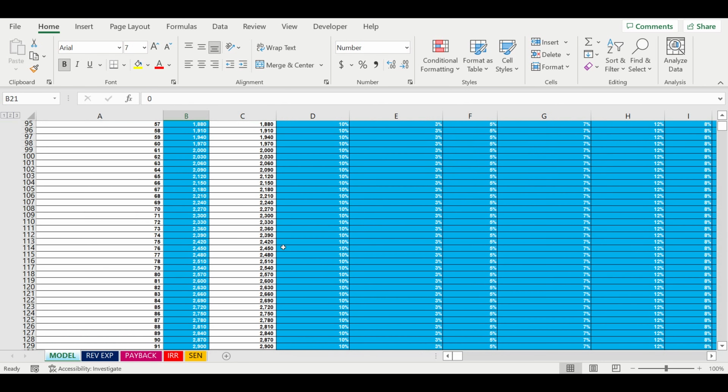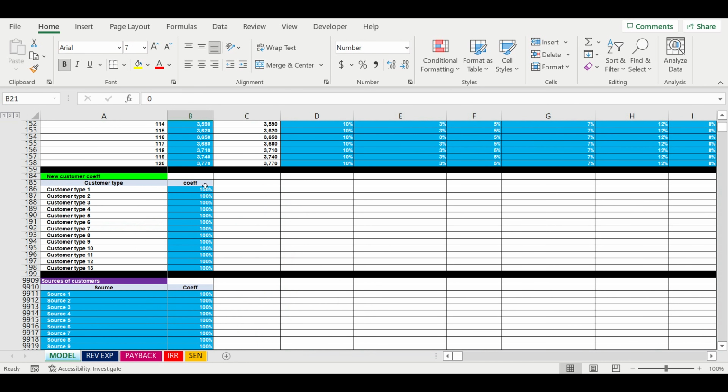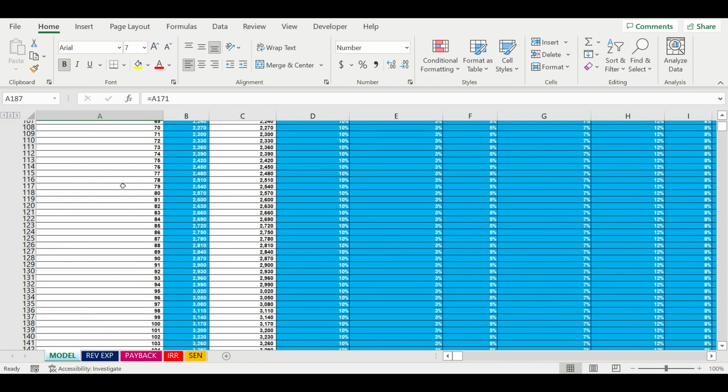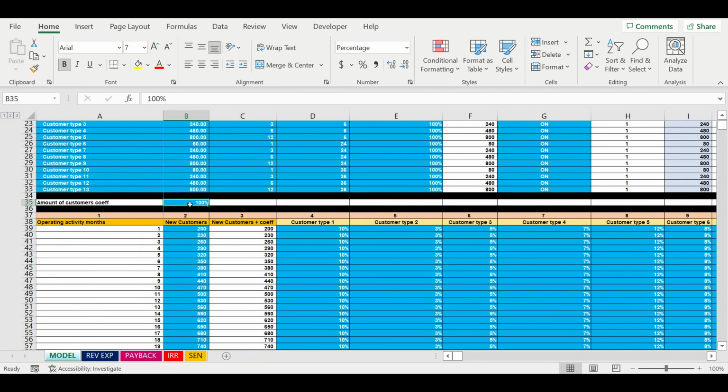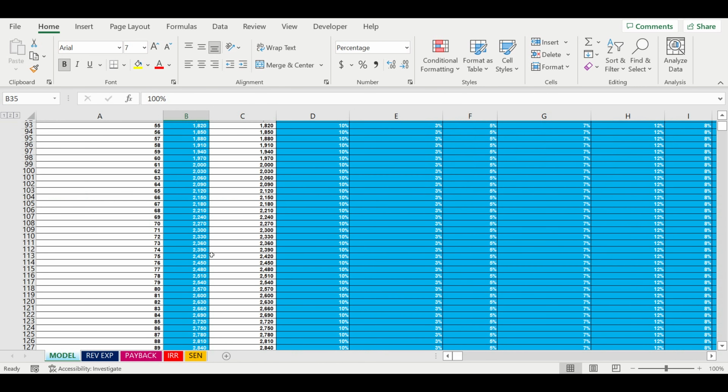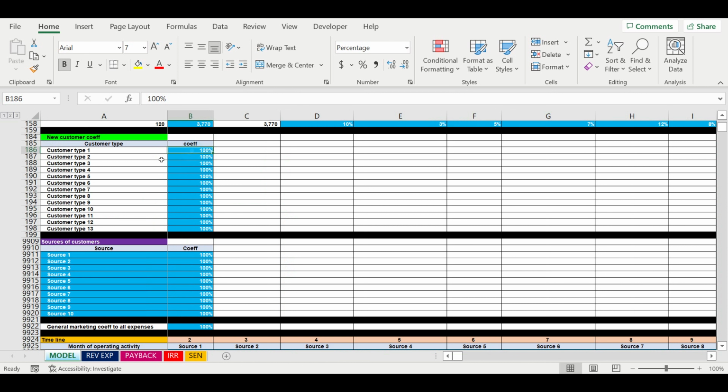Then we have the table where we can specify the coefficient for new customers for each type. Here we have a coefficient for all new customers, and here we have a coefficient for the amount of customers for each type of customer. So we can increase or decrease the amount of customers for this or that customer type to see how this or that amount of customer type affects the financial efficiency.